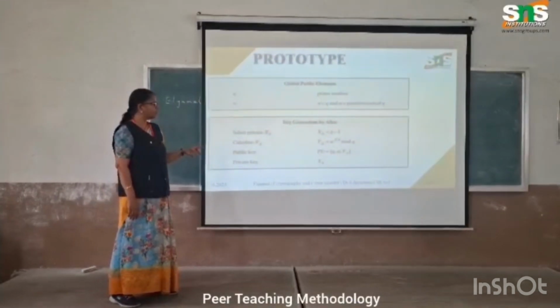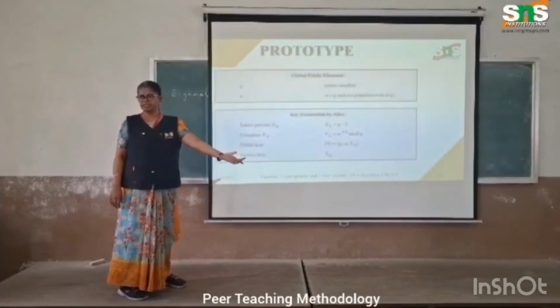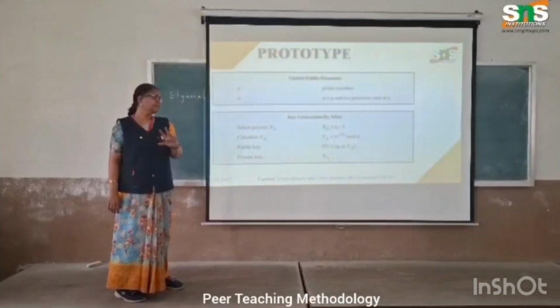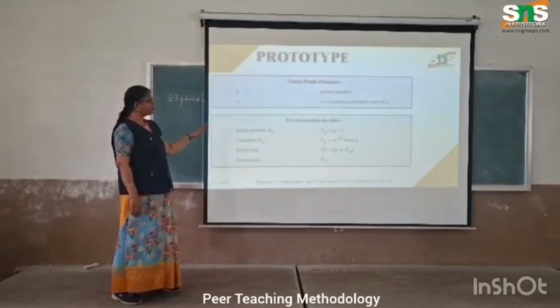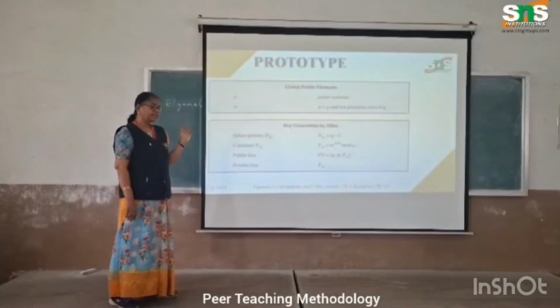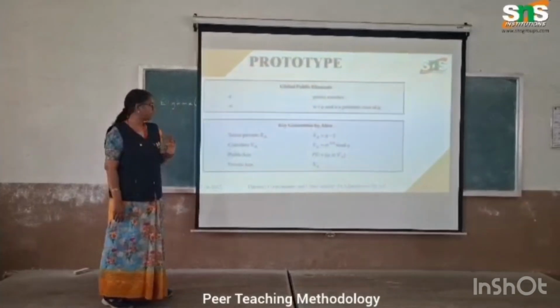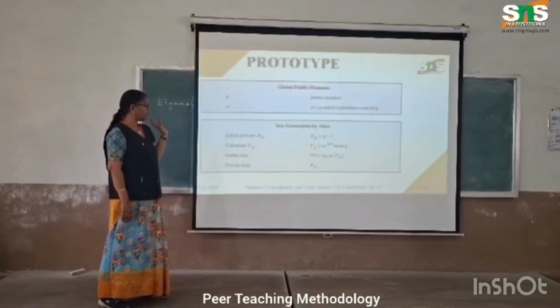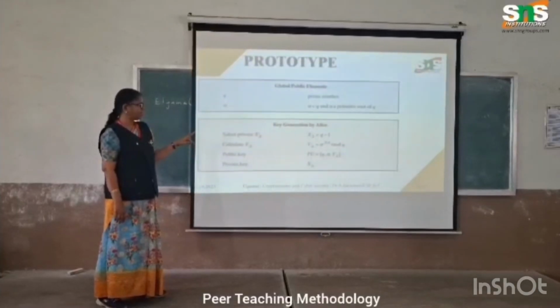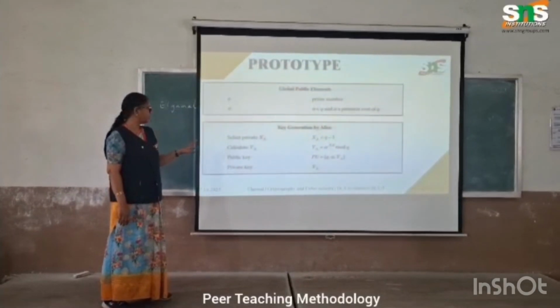Next, coming to key generation by Alice. Alice is the sender, Bob is the receiver. So first, Alice selects a private key XA. We'll discuss this with a numerical example. XA should be less than q minus 1. Then calculate YA.